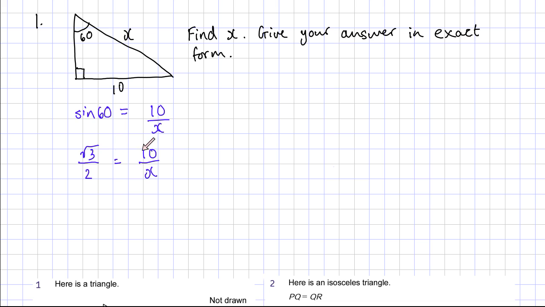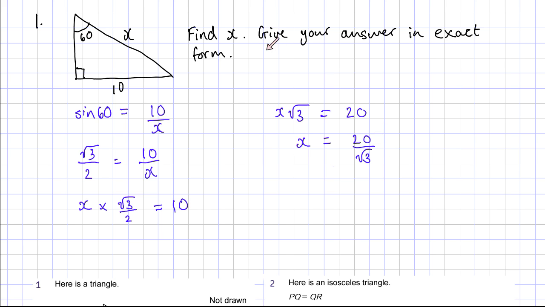Now I can just rearrange this and find what x is equal to. If I multiply both sides by x, I get x times root 3 over 2 is equal to 10. Now if I multiply both sides by 2, I get x root 3 is equal to 20. Now, to find x, I divide both sides by root 3. So x is equal to 20 over root 3.